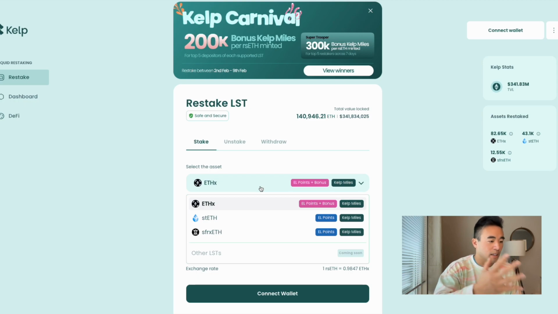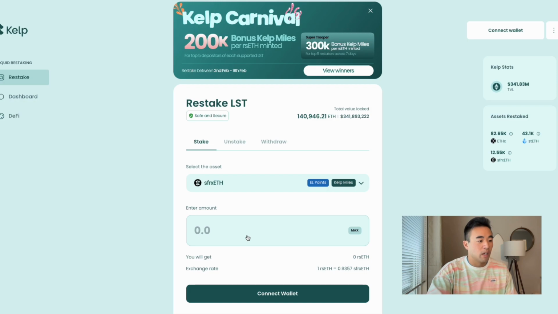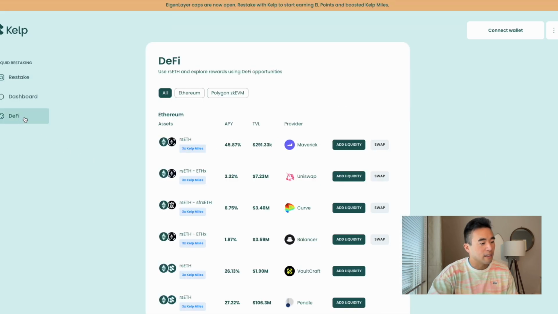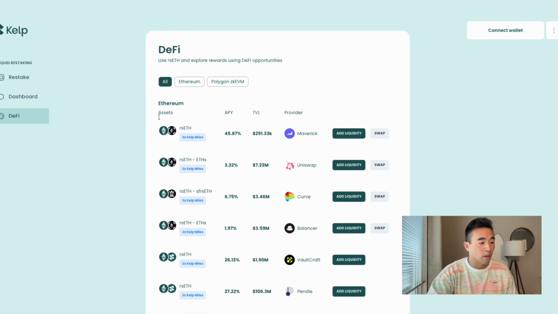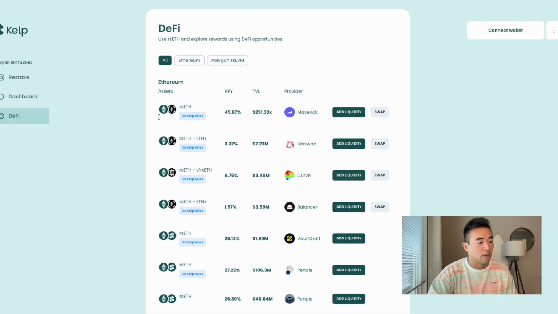So like I said, it supports, actually their website's not up to date. They also support sfrxETH, which is Frax. So you would be depositing your liquid staked ETH, and in return, you'd be getting rsETH. So what can you do with your rsETH? Taking a look, it looks like you can provide liquidity again on a bunch of different AMMs and get some serious APY.